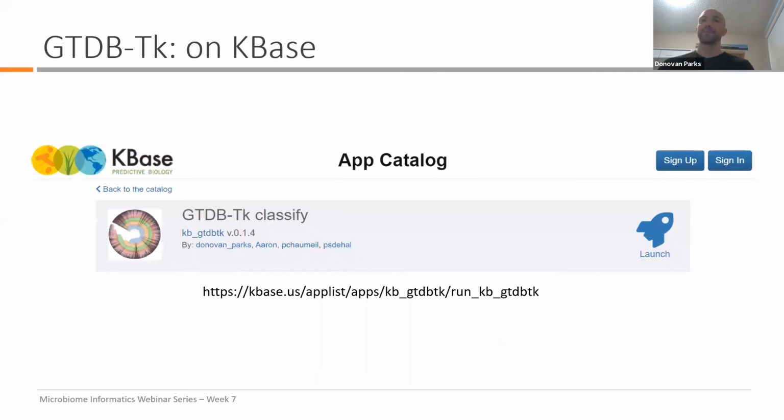In the meantime, if you don't have access to a computer with those sort of resources, GTB-TK is on KBase. This is an online web service that has a bunch of different bioinformatics tools that you can apply to your genomic data. So this is certainly worth looking at if you don't have access to more powerful computers, or if you're just more comfortable working on your data through a web interface.